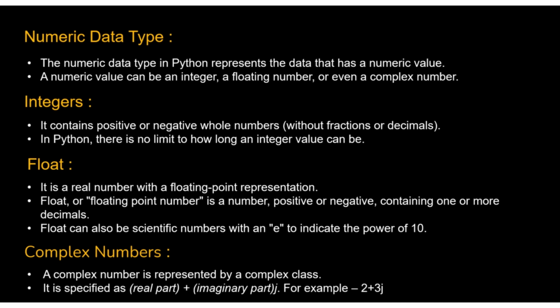Complex numbers. A complex number is represented by the complex class. It is specified as real part plus imaginary part, for example, 2 plus 3j. We can create a complex number in Python by using the built-in function complex. In general, the complex method takes two parameters. One is real; if it is omitted, it defaults to 0. Another one is the imaginary part; it is also omitted, default to 0.